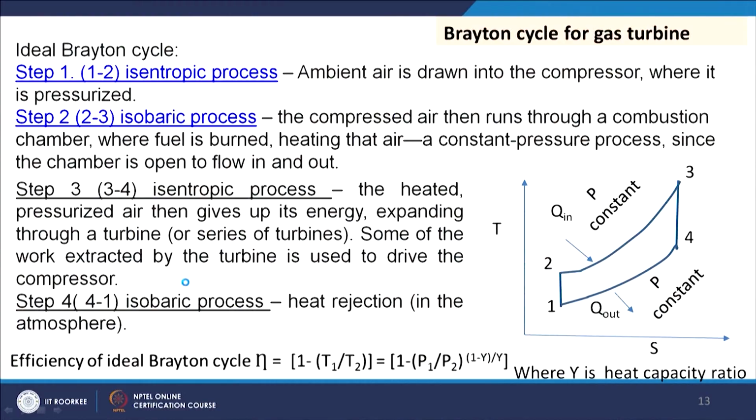Now, we will see the Brayton cycle, which is used to explain the gas turbine. It also has 4 steps. So, in this case what happens? The air is used and compressed.